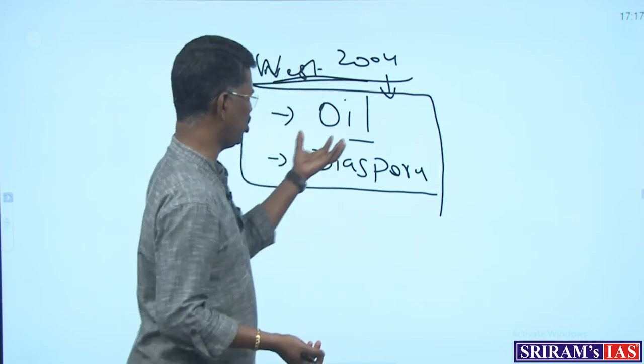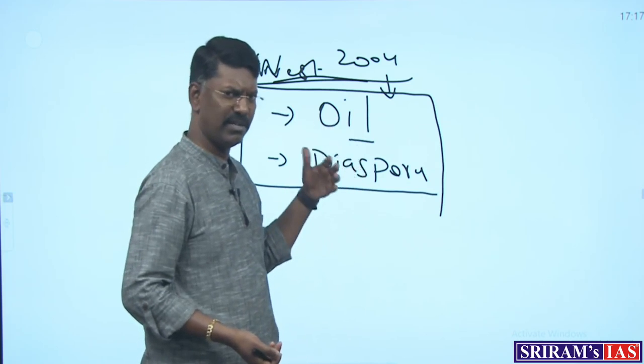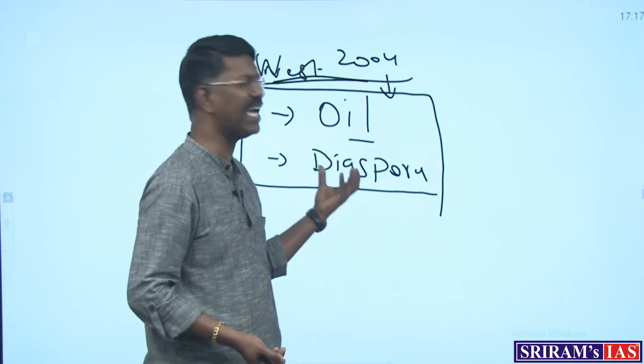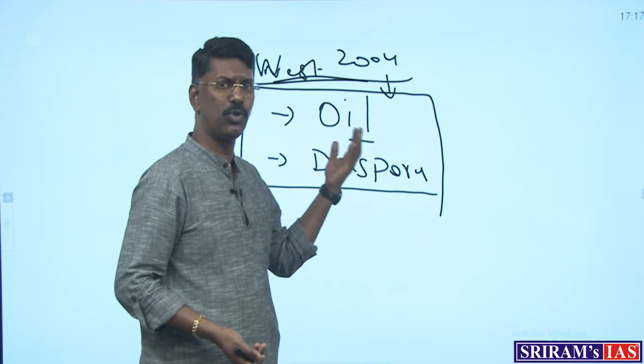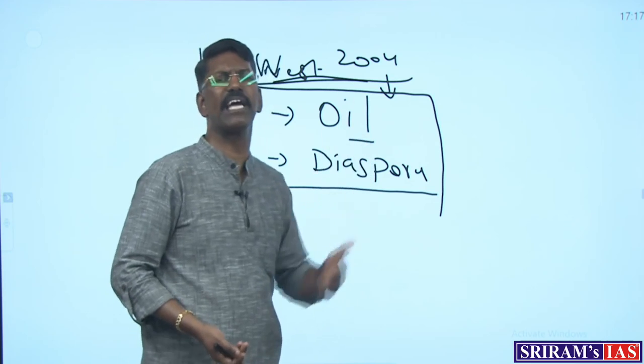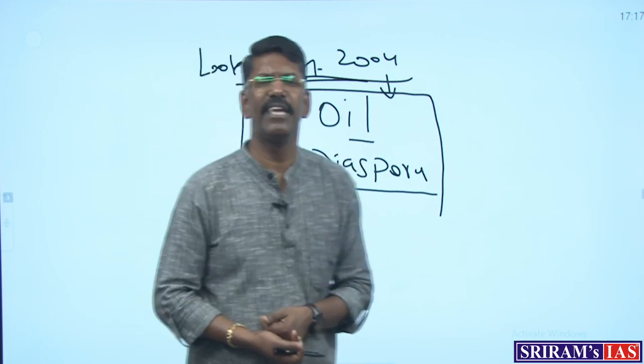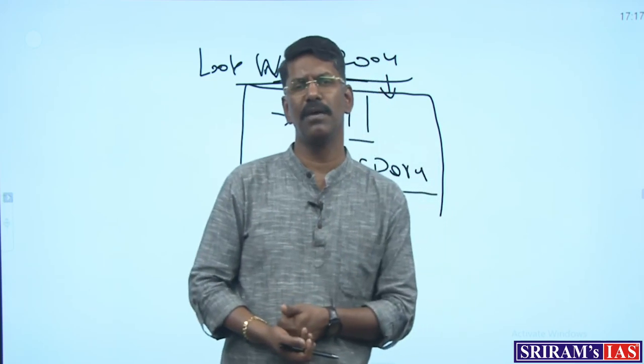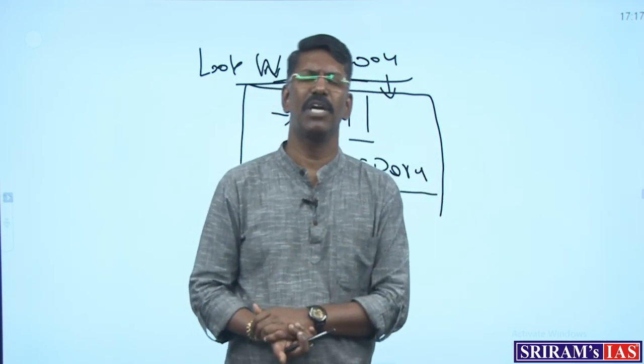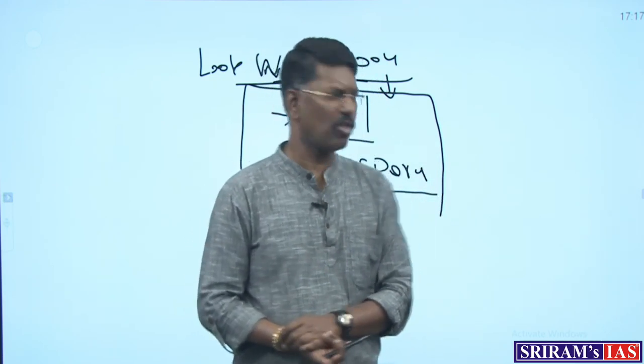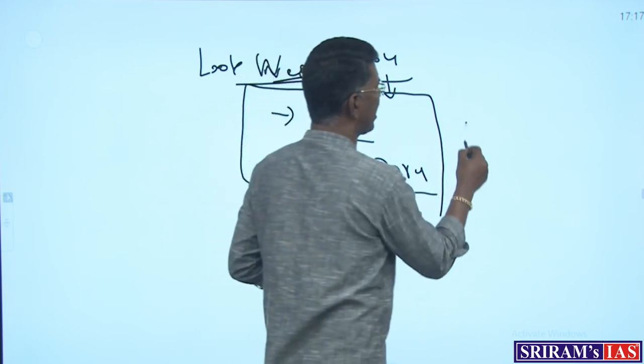For achieving oil, there are bilateral agreements and various other things, but diaspora. So from 2003 onwards, the concept of diaspora became very vibrant under the able guidance of Dr. APJ Abdul Kalam and Mr. Atal Bihari Vajpayee. For this purpose, the Indian government appointed a committee under Mr.